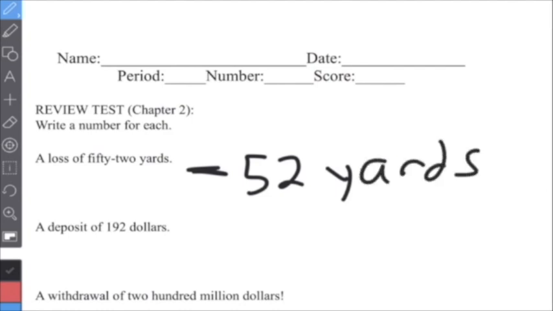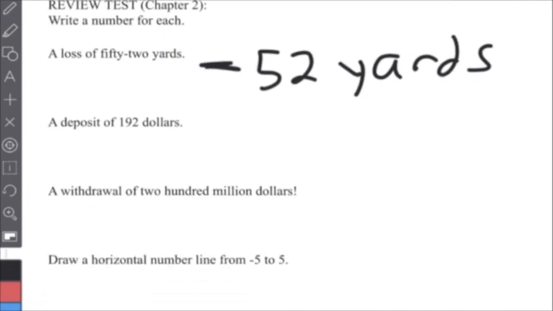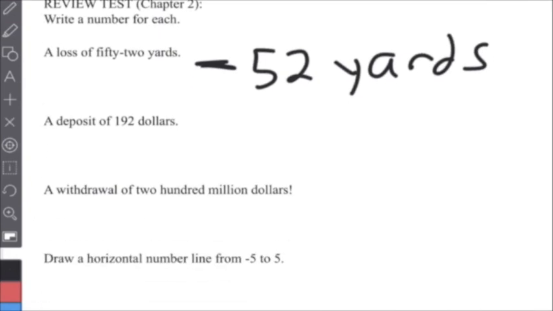Okay. Next one is a deposit of $192. So if you remember in class, when you deposit money into a bank account, you are putting money into your bank account. So for that one, that's going to be $192. And we're assuming it's positive if there's no negative sign.